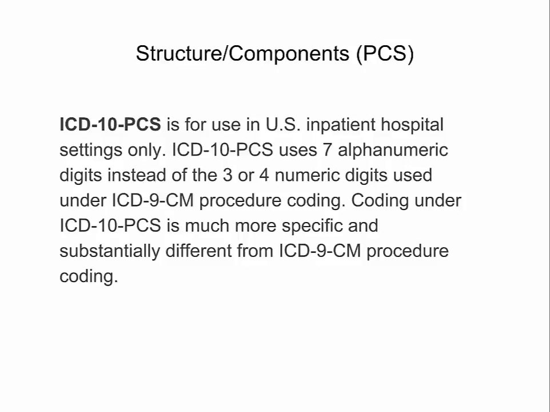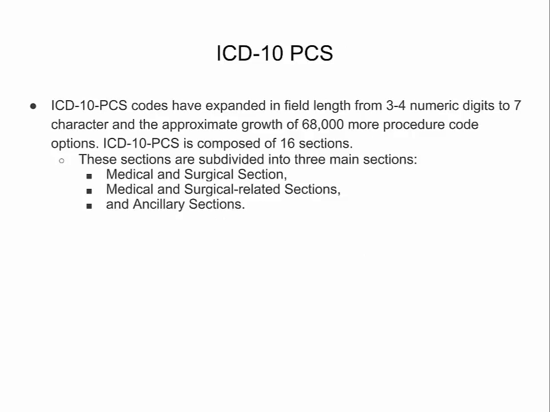ICD-10-PCS is for use in U.S. inpatient hospital settings only. ICD-10-PCS uses 7 alphanumeric digits instead of the 3 or 4 numeric digits used under the ICD-9 procedure coding. Coding under ICD-10-PCS is much more specific and substantially different from ICD-9 procedure coding. ICD-10-PCS codes have expanded in field length from 3 to 4 numeric digits to 7 characters, and the approximate growth is 68,000 more procedure code options.